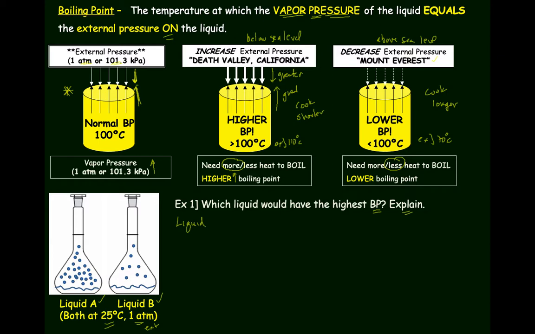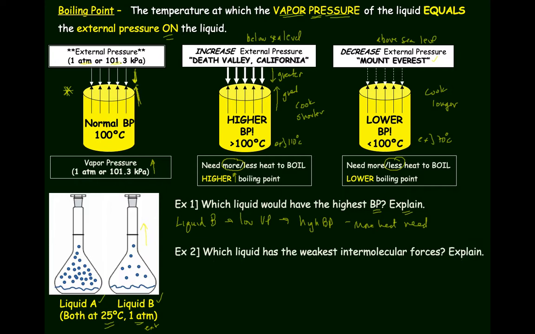Because liquid B would have the lowest VP, it would not be pushing very hard. Therefore you would need more heat to boil it, so you'd have the higher BP. You need more heat to raise it up to push away the atmosphere, that is, for the vapor to push off the atmosphere and boil.